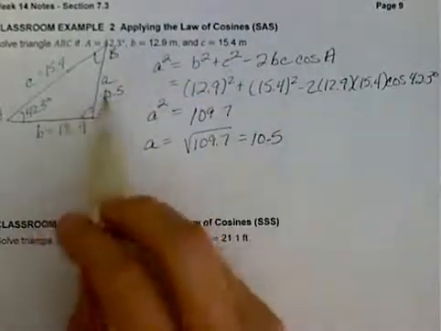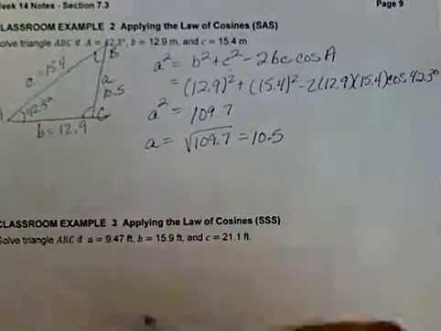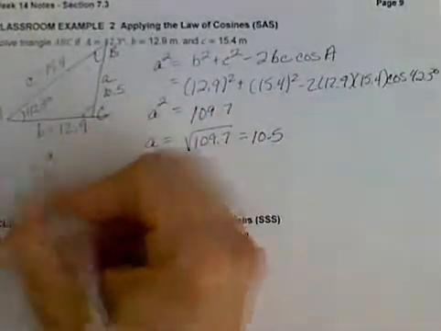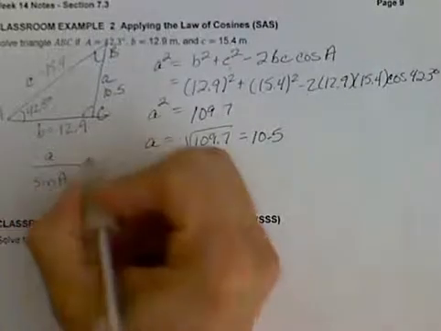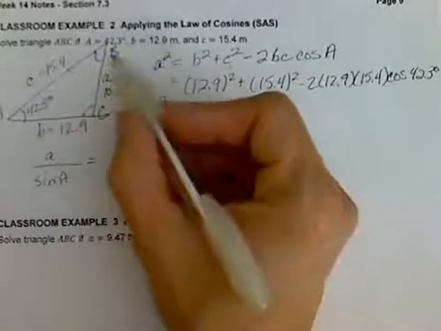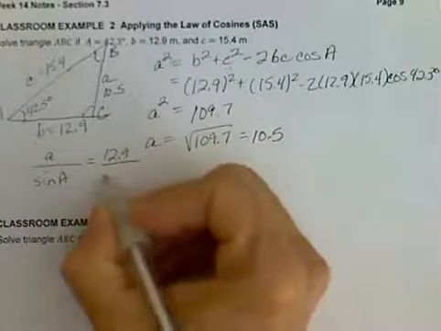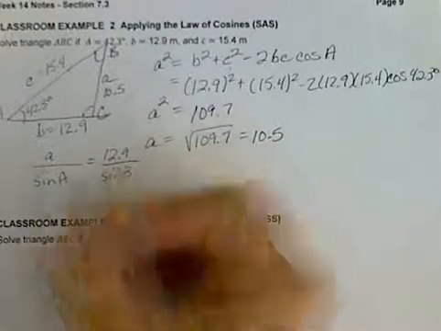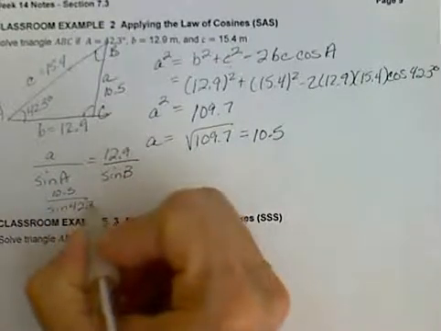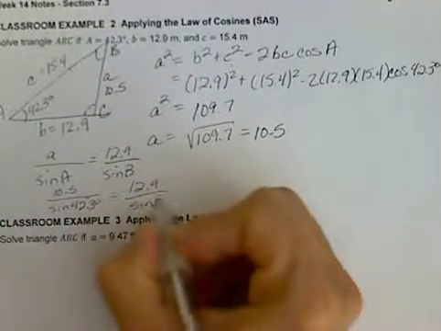At this time, since now I've got the side and the angle across from it, now I can go back to the law of sines. I'm going to use a over sine of A, and I'm just going to pick one of these other two angles to find. I'm going to use this to find angle B. So I would put in side B, and I want to put that over sine B. 10.5 over the sine of 42.3 degrees equals 12.9 over the sine of B.